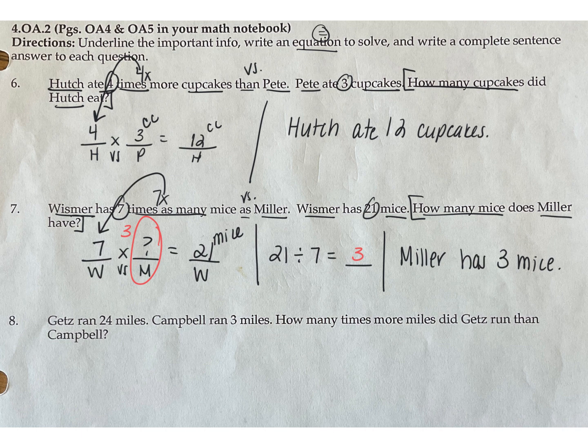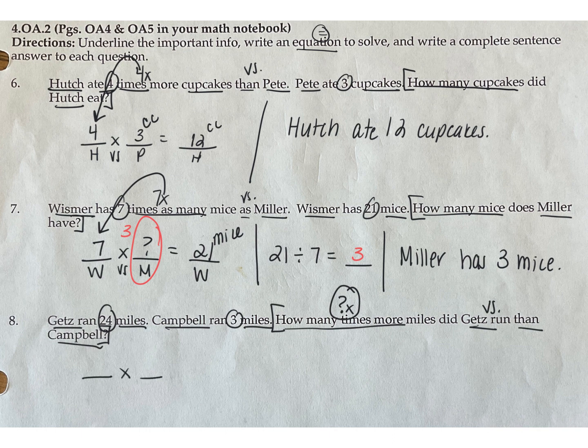Last question on this page. Getz ran 24 miles. Campbell ran 3 miles. How many times more miles did Getz run than Campbell? The first thing we need to do is bracket the question. How many times more? We do not know the number of times, so we're using a variable, a symbol for a number we do not know. More miles did Getz run than Campbell. It is Getz versus Campbell.